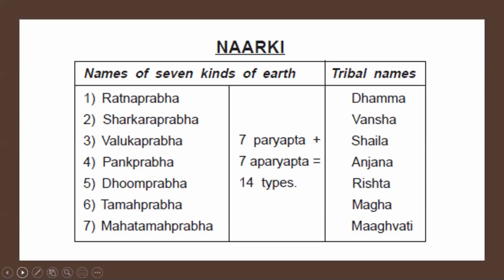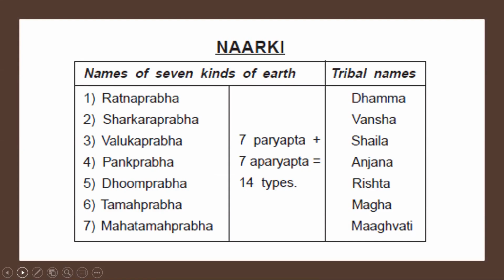So there are seven Narkavas, and all these Narkavas are in the Adholok, that is below the Tirchalok. The names of the seven Narkavas are: first is Ratnaprabha, second is Sarkara Prabha, third is Valuka Prabha, fourth is Panka Prabha, fifth is Dhum Prabha, sixth is Tama Prabha, and seventh is Mahatama Prabha. So these are the names of the seven Narkavas.